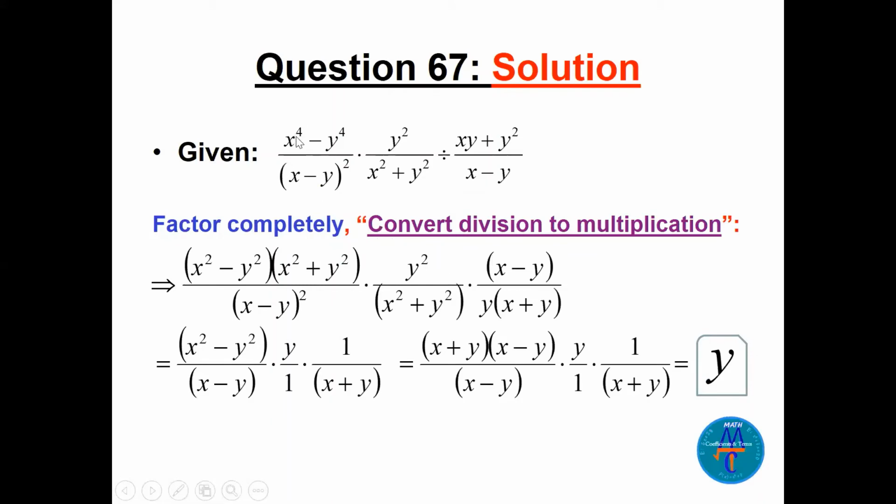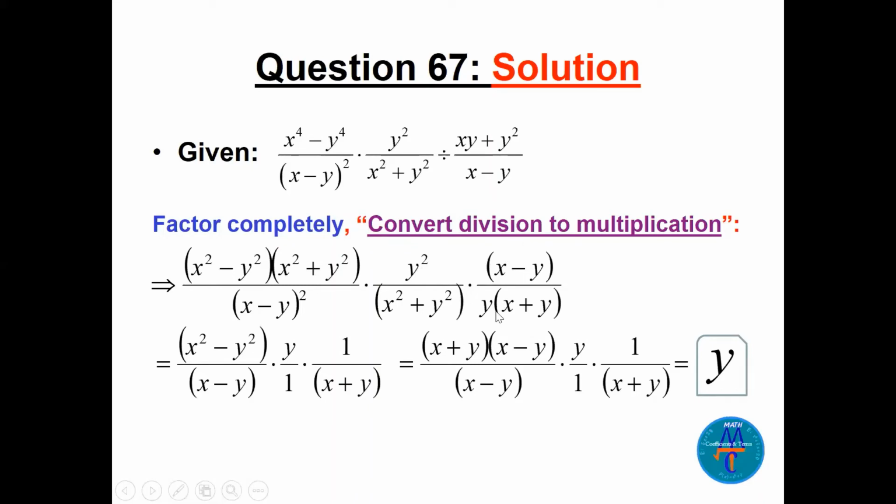So x⁴ − y⁴ becomes (x² − y²)(x² + y²). This one, leave it. You see here, just leave it. It's already factored. y², we leave it. x² + y², we leave it. Here, multiply, convert division to multiplication. This is the reciprocal. Here, there's a common factor, only y.